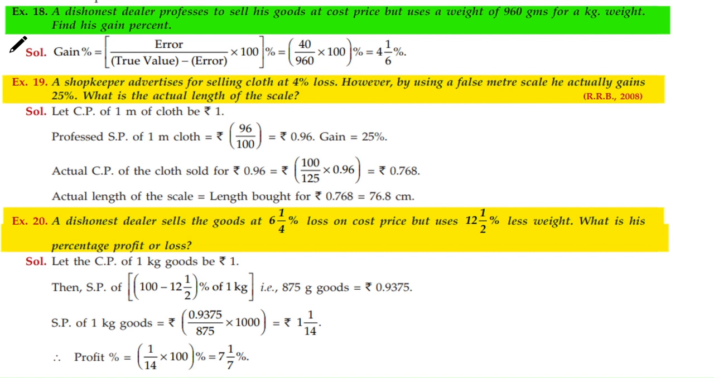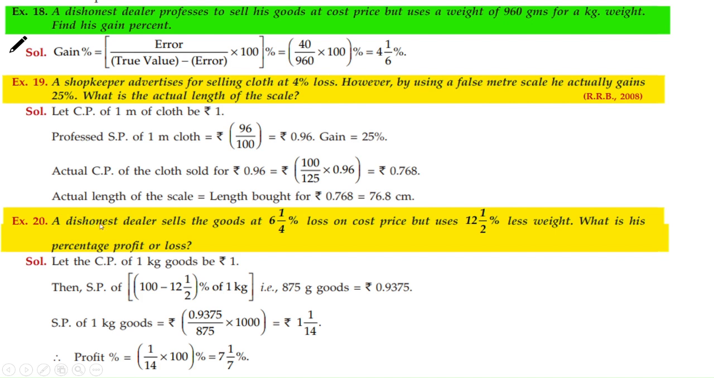Let cost price of 1 meter of cloth be rupee 1. Selling price of 1 meter cloth equals 96 by 100, that equals 0.96, gain equals 25%. Actual CP of the cloth sold for rupees 0.96 equals 100 by 125 into 0.96, that equals 0.768. Actual length of the scale equals length bought for rupees 0.768 equals 76.8 centimeters.